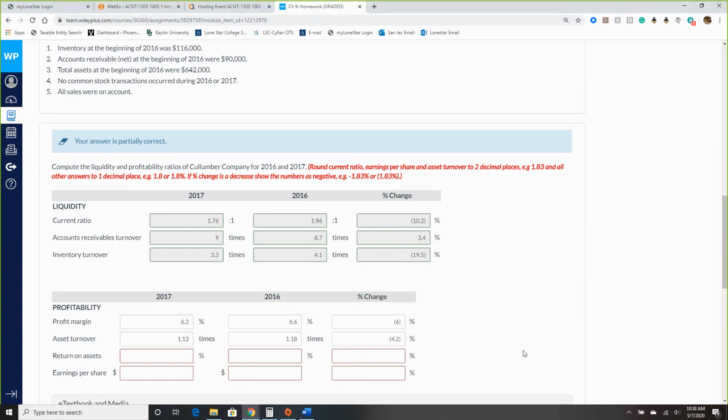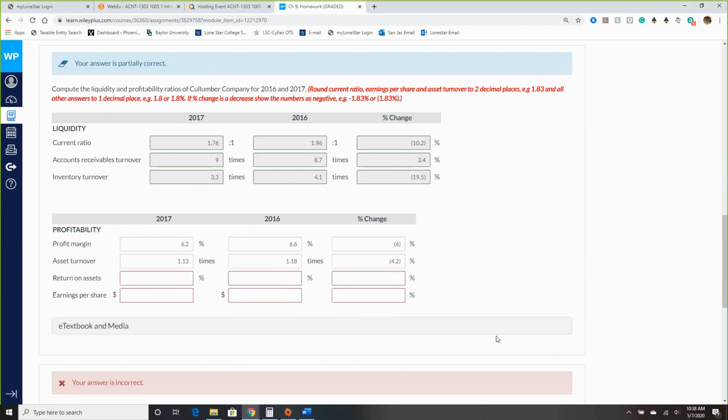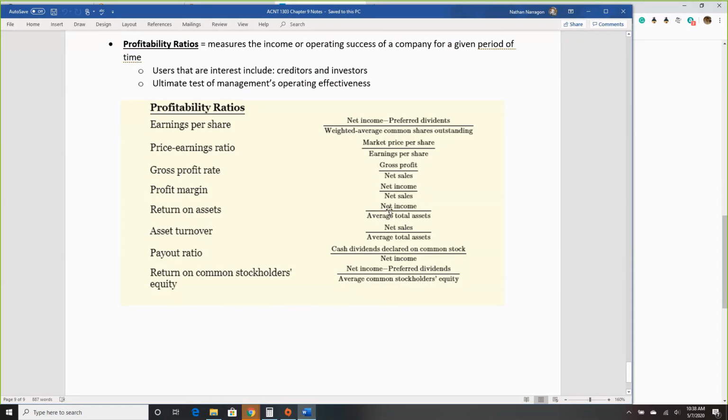Okay, so far they're not doing good on profitability. Not great. Next is return on assets, which is net income now divided by average total assets.